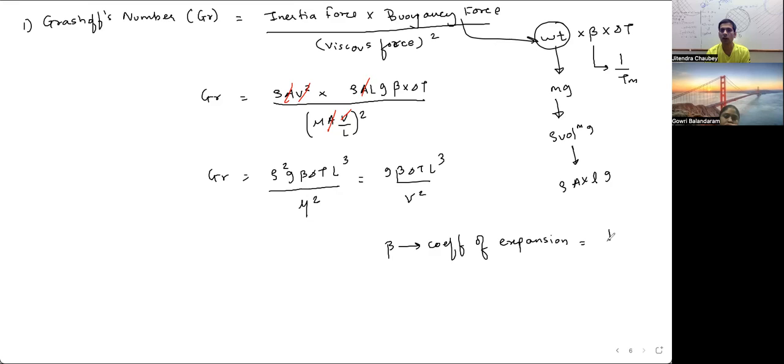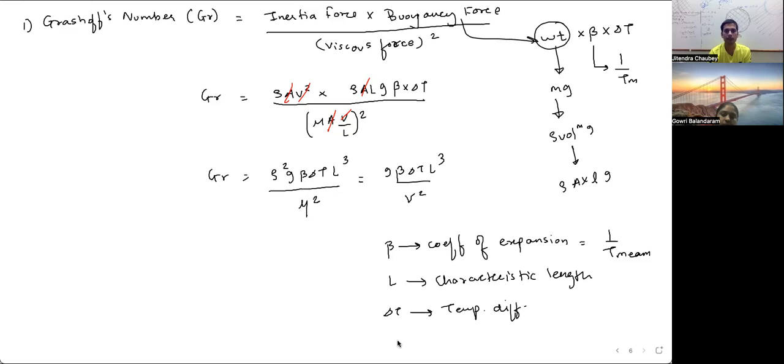It is equal to the reciprocal of mean temperature. L is the characteristic length. Delta T is the temperature difference. Nu is the kinematic viscosity. So this is about Grashof's number.